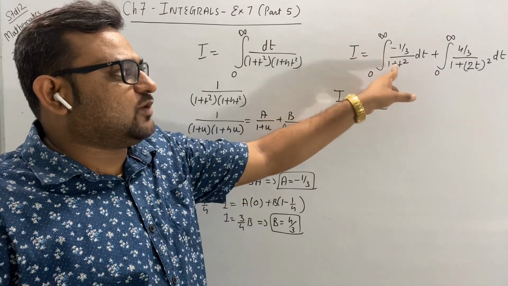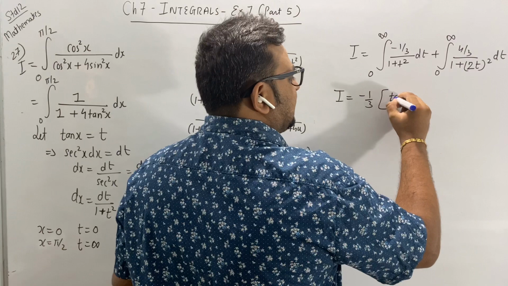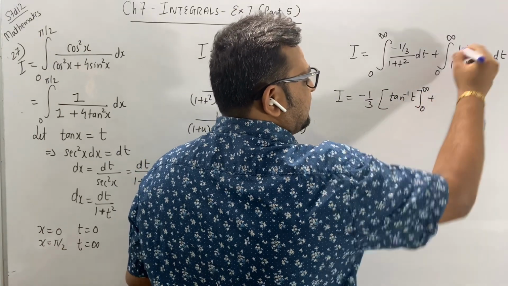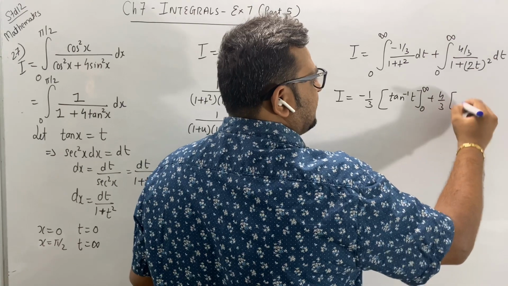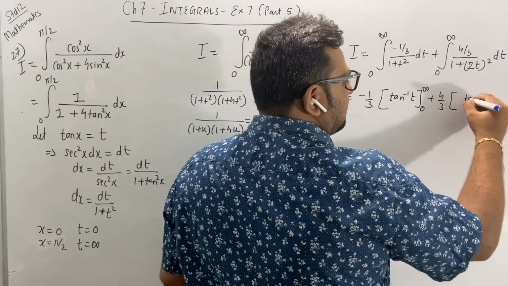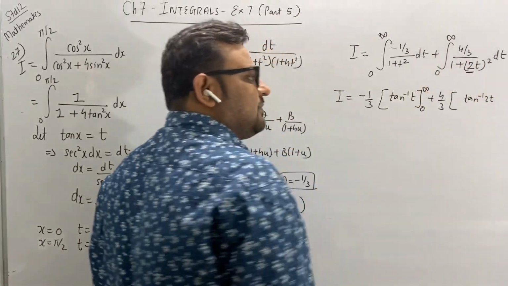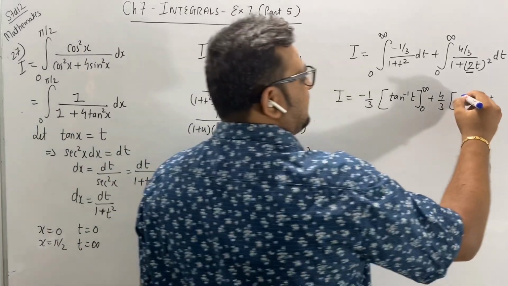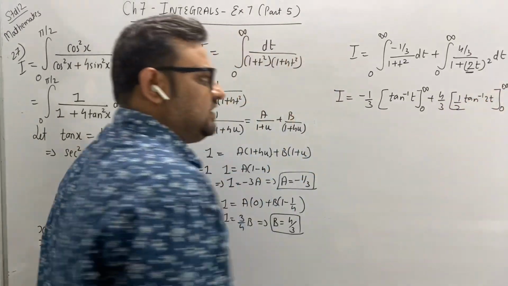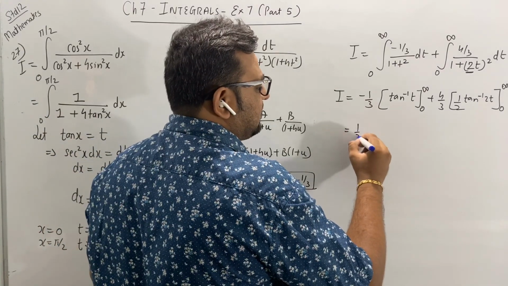1 by 3 is constant. What is the integration of 1 upon 1 plus t square? It is 1 by a tan inverse t by a. So it's tan inverse t from 0 to infinity. 4 by 3 again I will take outside. Again this is tan inverse, so 1 by a is 1, tan inverse 2t. But now here t is multiplied by 2, so it will go in the denominator, from 0 to infinity. Clear? Now just put the upper and lower limits.